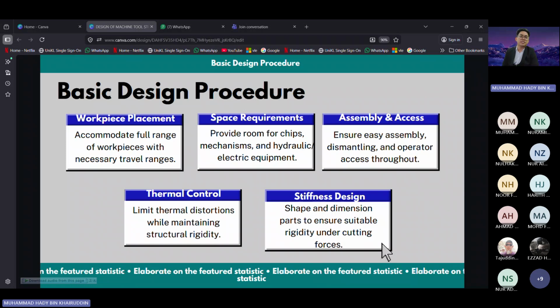And the final goal is a stiffness design. Finally, we bring it all together with the stiffness design. Once we know where the work, the chips, and the motor go, we shape the dimensions and remaining material to ensure the machine is rigid enough to hold its ground against the machine cutting forces generated during operation. It's about making sure the machine stays true no matter what. Next.